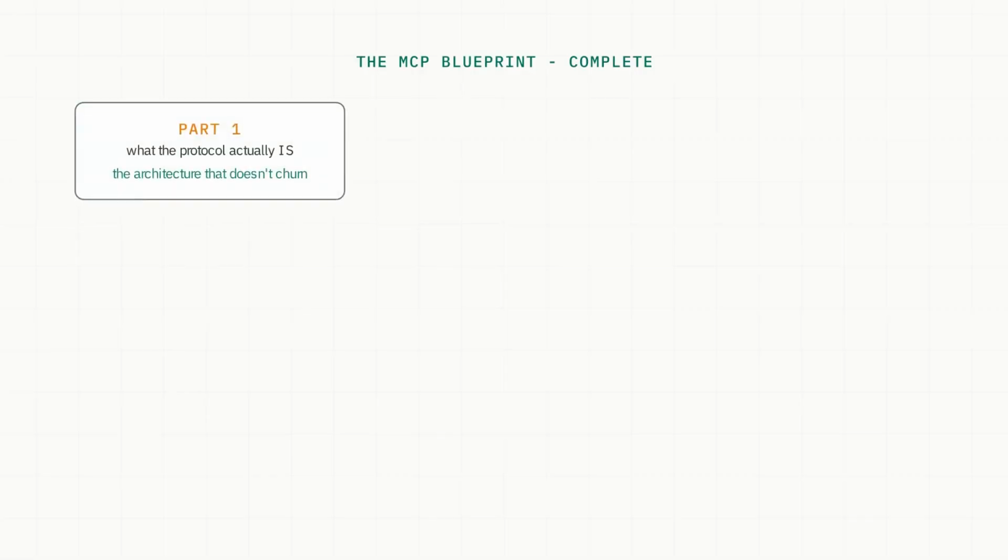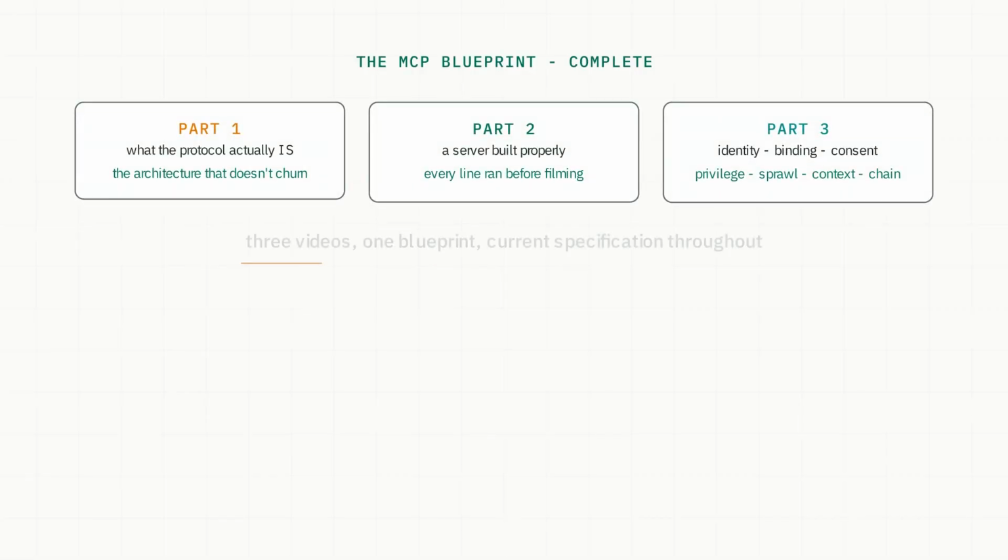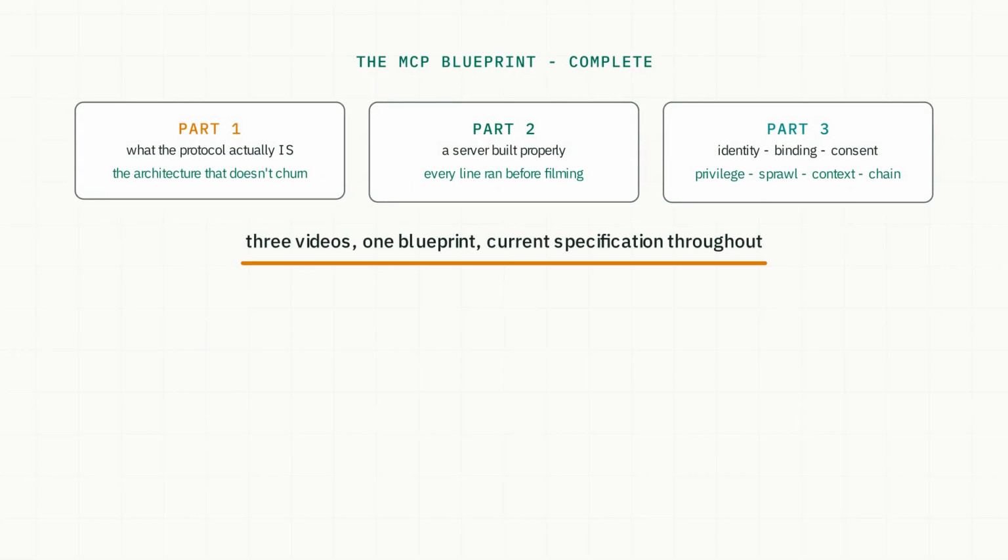And with that, the MCP Blueprint is complete. Part 1, what the protocol actually is, the architecture that doesn't churn. Part 2, a server built properly, every line run before filming. Part 3, the security that makes it defensible, identity, binding, discovery, consent, privilege, sprawl, context, and supply chain. 3 videos, 1 blueprint, current specification throughout. If the series moved you from consuming MCP content to evaluating it, it did its job.